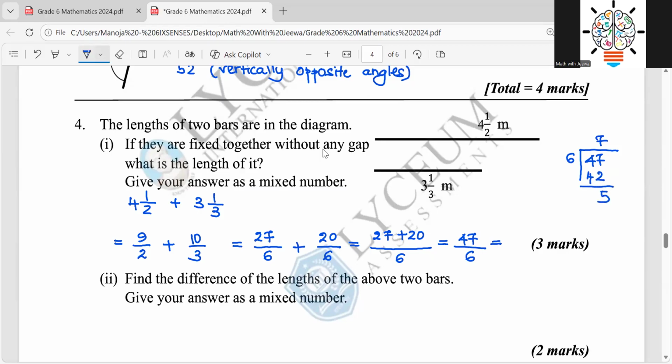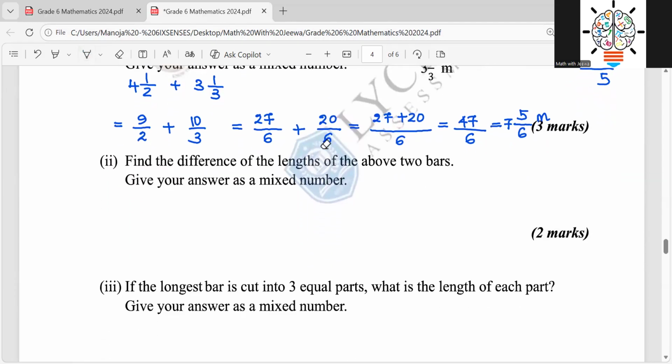So how am I going to write the final answer then? I write 7, and then I write the line here in the middle, and I have 5/6 meters. That is very important, right? They have asked you to give your answer as a mixed number. That is something you want to pay attention to. And they are asking what is the length of it, when you combine these two bars together without any gaps. If you are talking about a length, there should be a unit. So it is 7 5/6 meters, right?